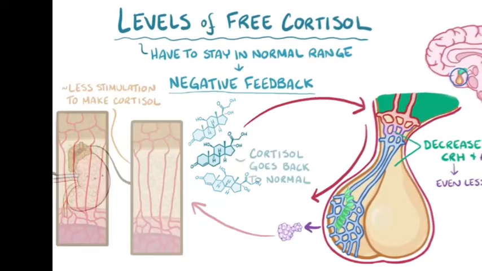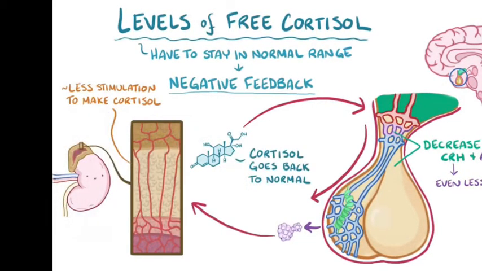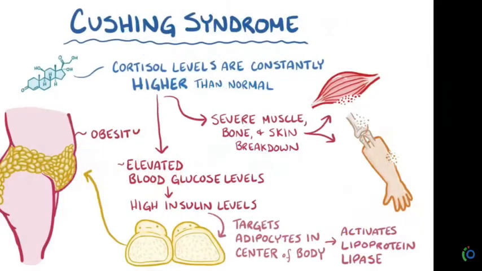So this level of free cortisol has to stay in normal range. This is regulated by a negative feedback. So if the level of cortisol is high, it will give a negative feedback to the brain and reduce the CRH and the ACTH production.